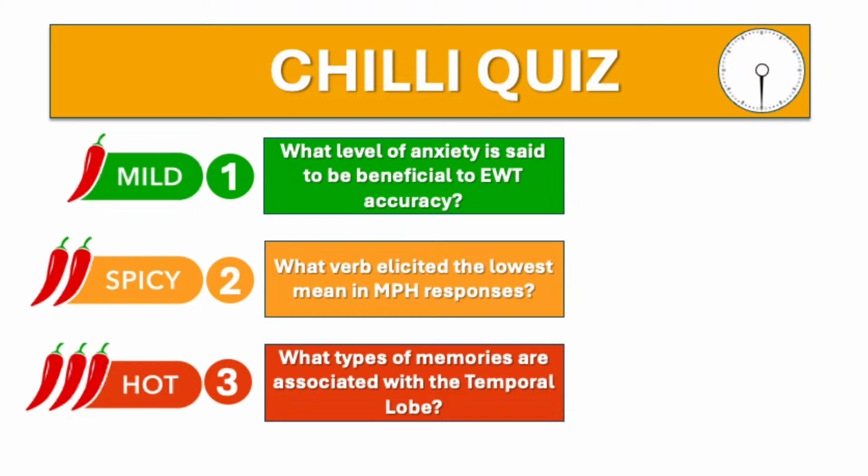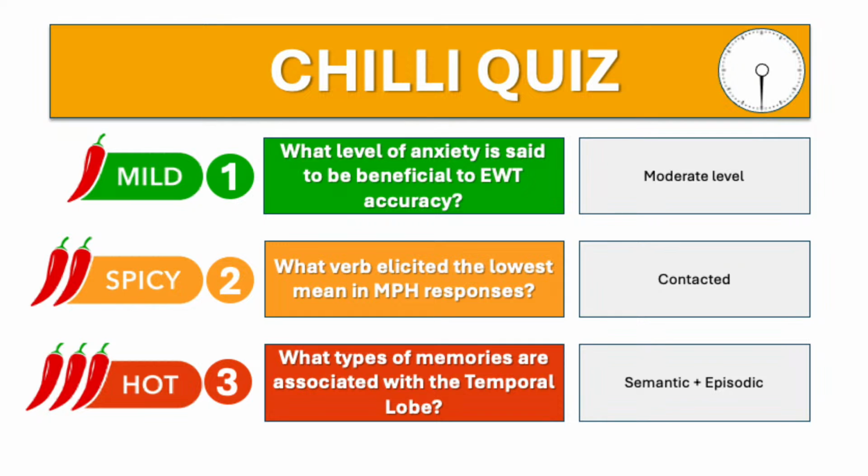Okay, let's go through it then, guys. Let's reveal the answers. Quite right, well done. Number 1 was moderate level, and it was contacted. It wasn't bumped. Well done, those of you that remembered that. And actually, for the temporal lobe, you were all correct. Semantic and episodic, in actual fact, can be found in parts of the temporal lobes. So really well done, guys, for getting that correct.